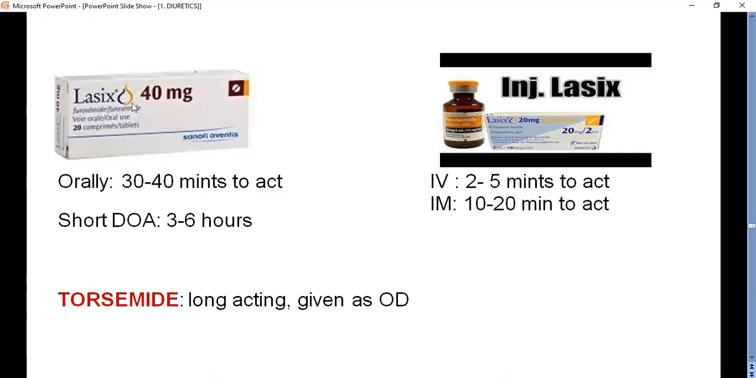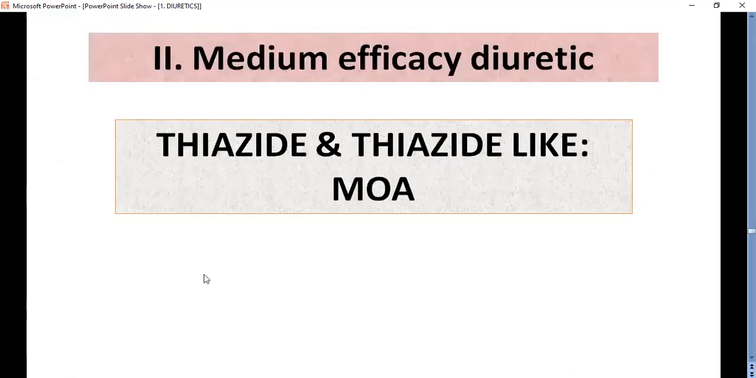And these are the various preparations of furosemide. Lasix, which consists of 40 mg of furosemide. They have short duration of action. We also have an injection form of Lasix. The long-acting loop diuretic is torsemide. It is given once daily.